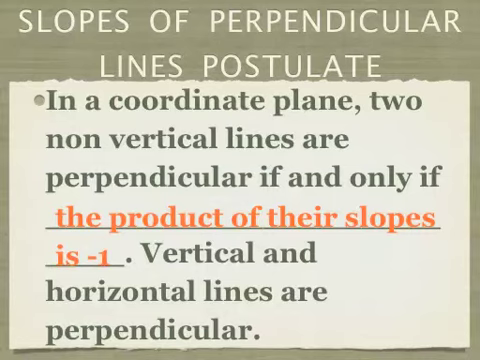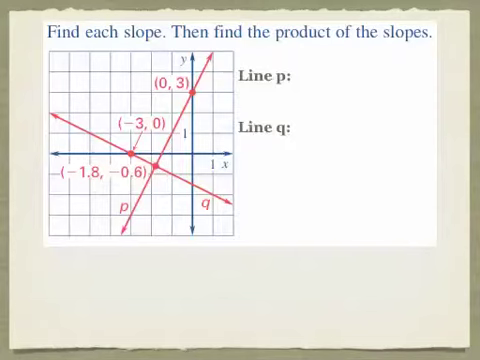And then the reciprocal, if you remember, is when you flip the numerator and denominator of a ratio. So if you had a negative reciprocal of the slopes, then the two lines would be perpendicular. They would also multiply together to equal -1. So it still makes the slopes of perpendicular lines postulate true.